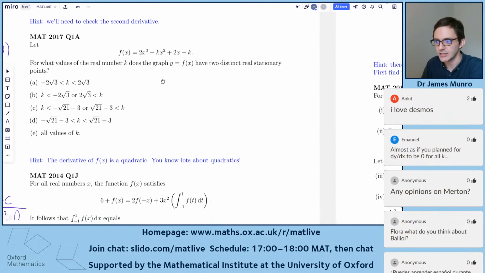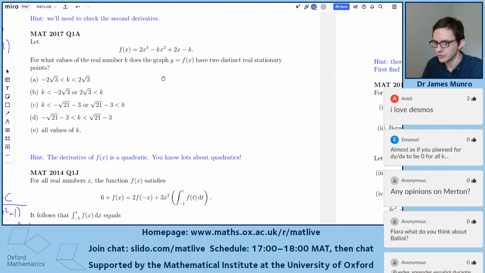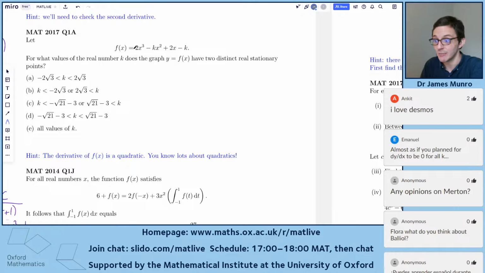Right, let's have a look at the next one. Similar idea. How much do I love this one? I'm going to skip this one. This one's quite similar to the previous one. We've got a cubic. It's got a value of k in. If you'd like to try a question that's pretty similar to the previous one, but do it yourself, then on the worksheet, I've put 2017 question 1A, solutions coming tomorrow as well.